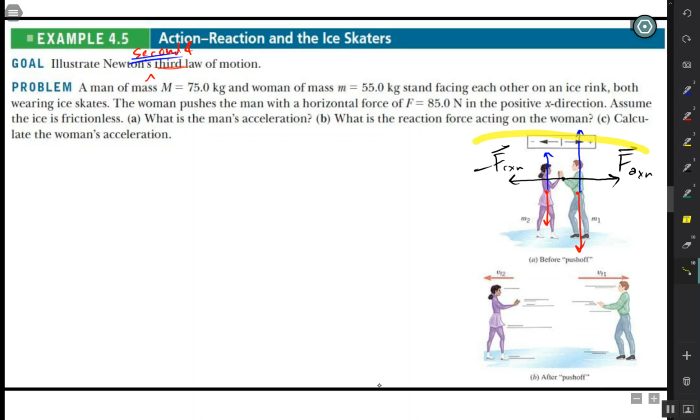But since this is an example of Newton's third law, the action force is equal and opposite to the reaction force. That's my symbol for action and reaction. Okay? So let's see what we're given here.